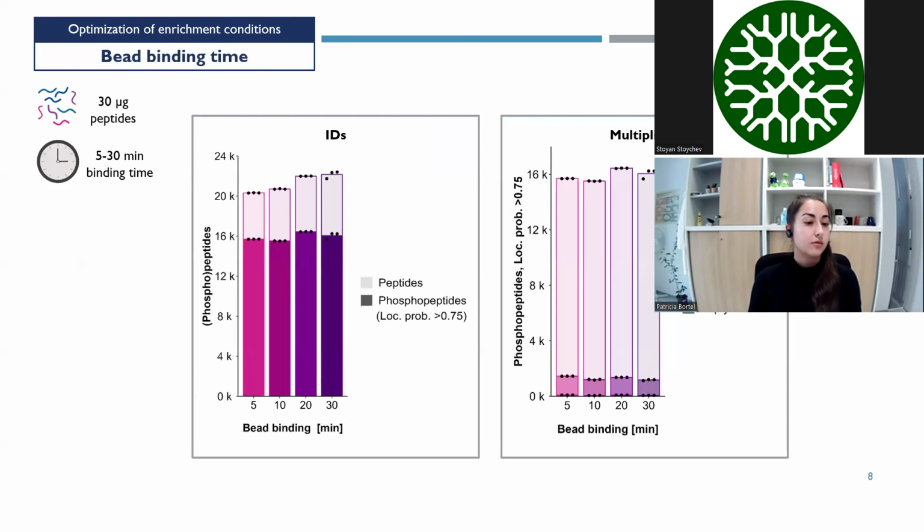So during the enrichment process itself, we also evaluated the bead binding time. And here we checked a binding time ranging from 5 to 30 minutes. And we saw that there wasn't a huge effect, but still we got the most phosphopeptide IDs with 20 minutes of binding time. And also on the multiplicity here, we didn't see a significant effect.